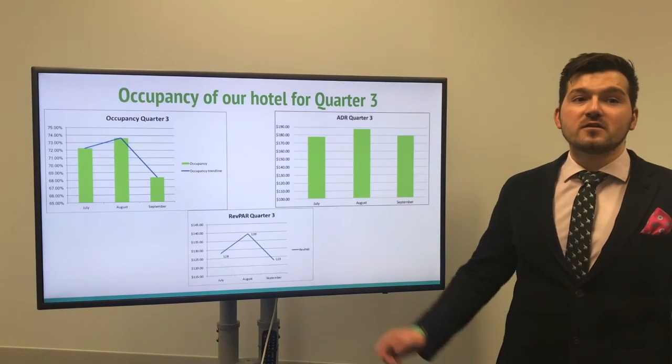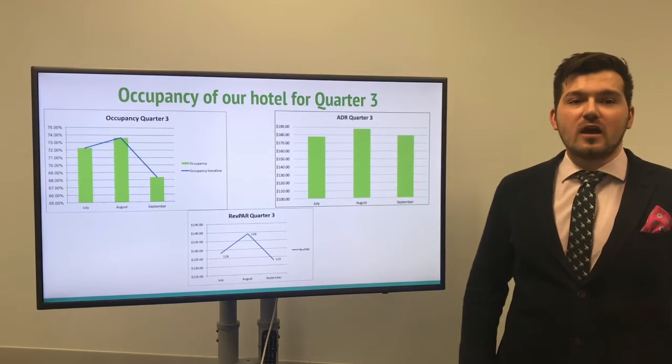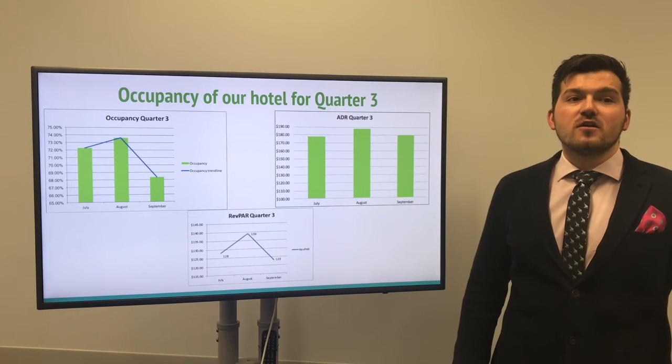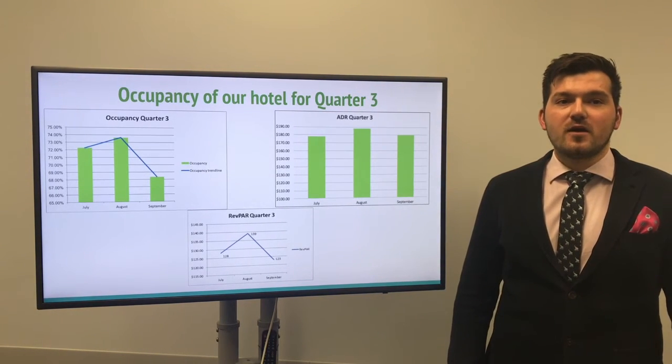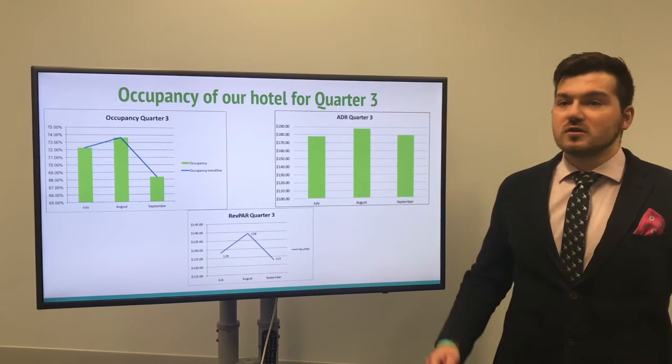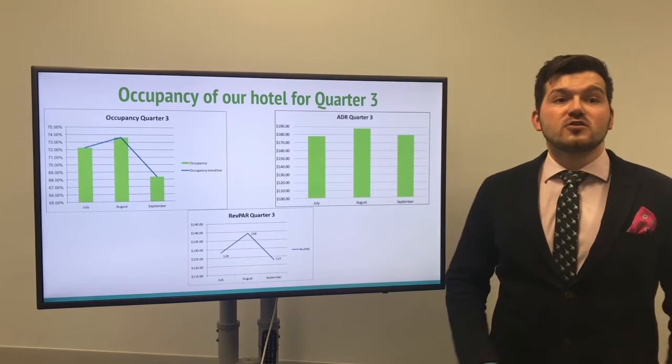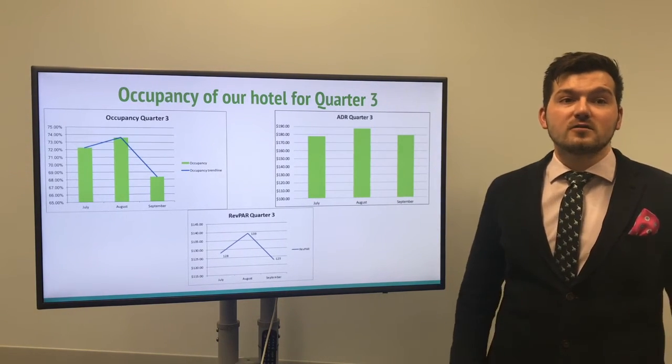So there was a small increase in occupancy from July to August, but a large decrease from August to September. The large decrease in September can be explained by off-season period where we managed to retain our ADR just below average. However, RevPAR increased from July to August, but had a drop in September.